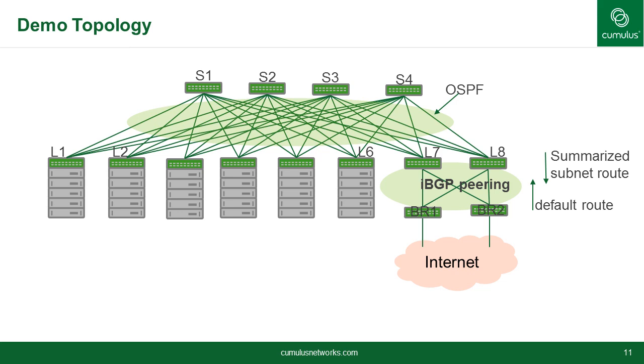With that said, this is a topology that I'll be demoing. Essentially, I have set up a demo here with all of this pre-configured. I have 4 spines and 8 leaves, and 2 of those leaves, L7 and L8, are peering with border routers BR1 and BR2 via IBGP.